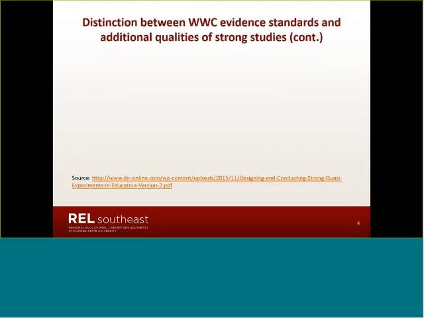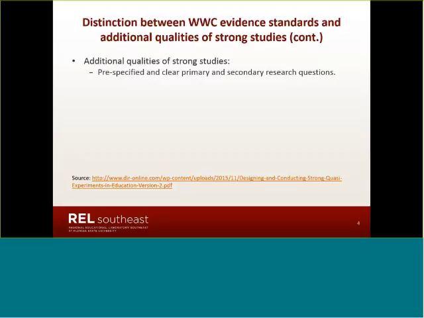And then in terms of additional qualities of strong studies outside of the clearinghouse evidence standards, as we talked about yesterday, it's important to have pre-specified and clear primary and secondary research questions, which was one of the activities that you worked on. You also want to think about the generalizability of the study results, and that's not included in the clearinghouse standards. Clear criteria for your research sample eligibility and matching methods.